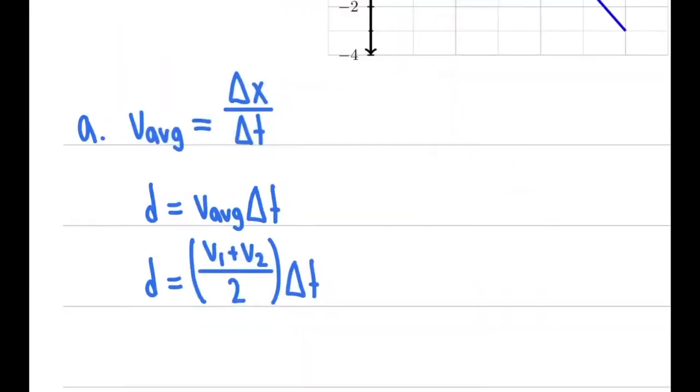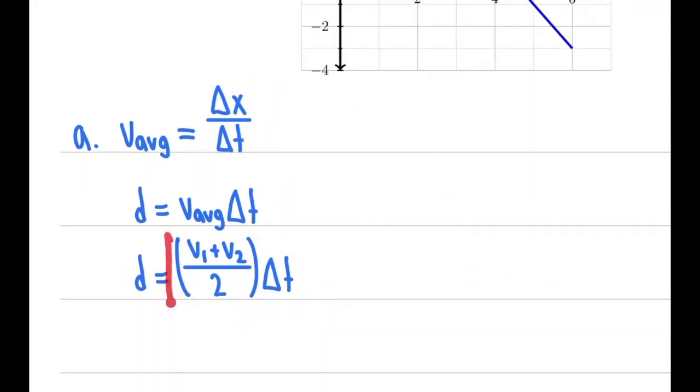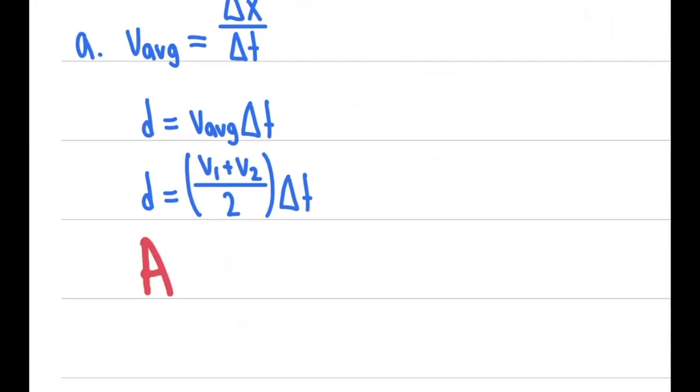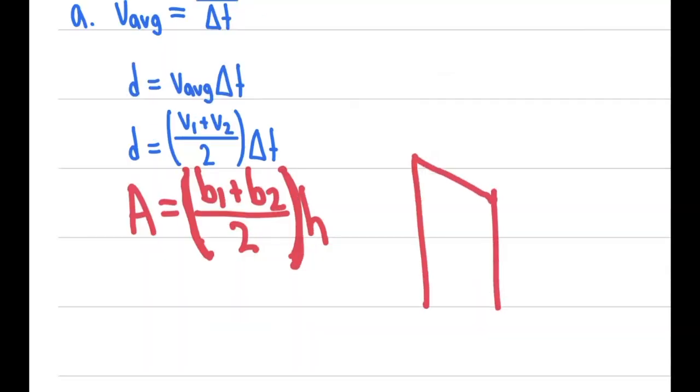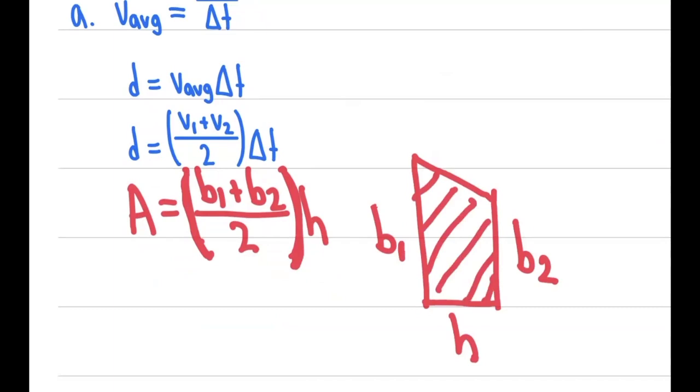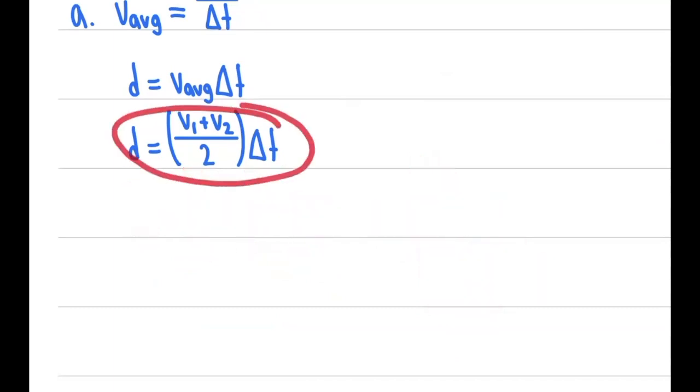What does this look like graphically? This looks like a certain formula to me. It looks like the area of a trapezoid, right? Because the area of a trapezoid is the average of the bases times the height. Let's say this is the trapezoid. This is one base, this is the other base, and this is the height of the trapezoid. If you take the average of the bases, multiply it by the height, you'll get the area of this trapezoid.